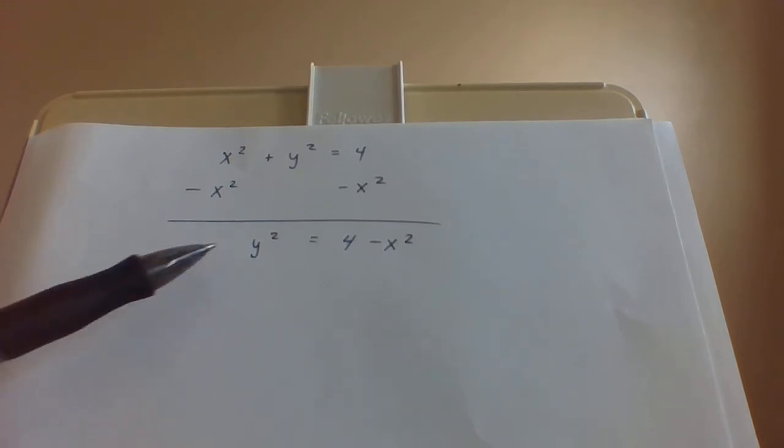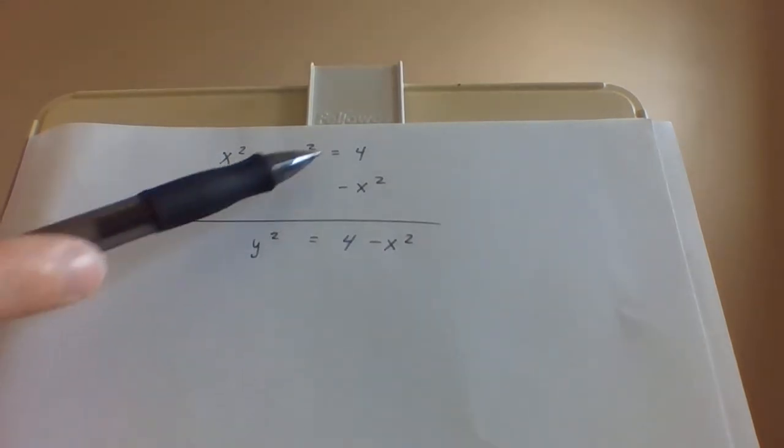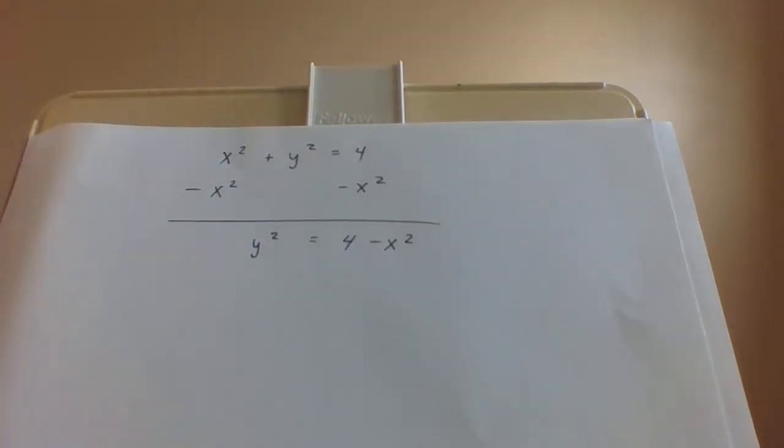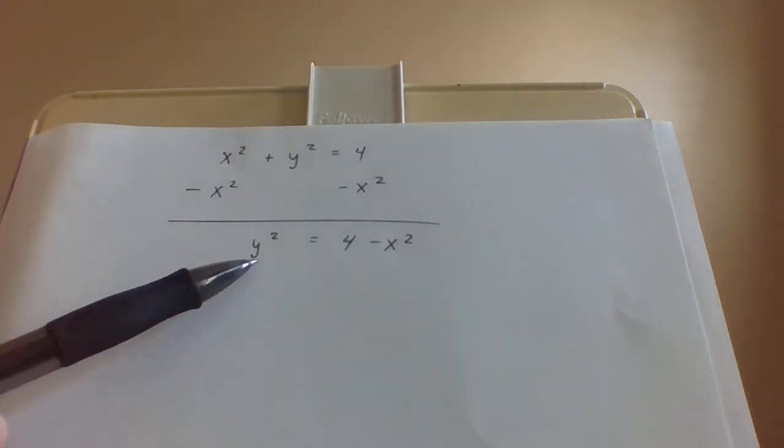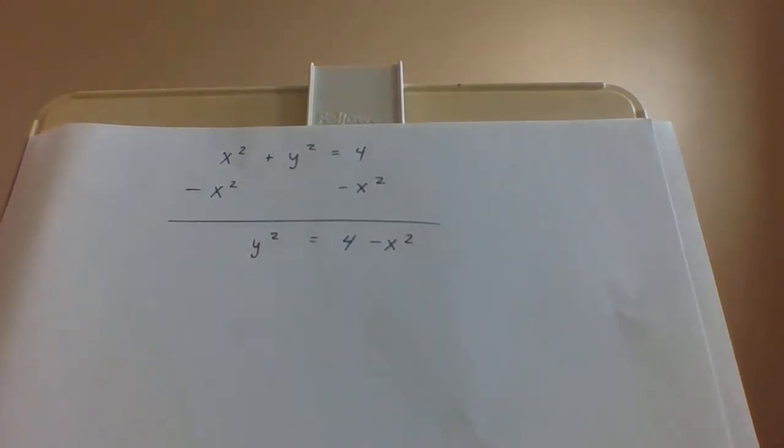When we do that, we're going to get y squared equals, on this right hand side, you can go ahead and copy it exactly as you see it, 4 minus x squared. Now we still want to solve this for y, so we're going to have to go ahead and take the square root of both sides.